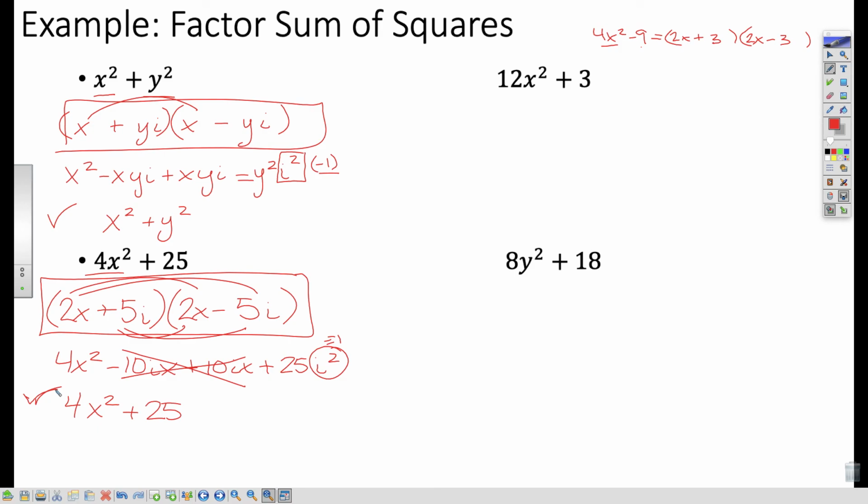Now, 12x squared plus 3. What should we always do when we get a problem? If you can factor out a common factor, that's what I was saying. 3. So I would have 4x squared plus 1, right? Yes, that's what I wrote on my paper. Is that a sum of perfect squares? Yes. So factor it.